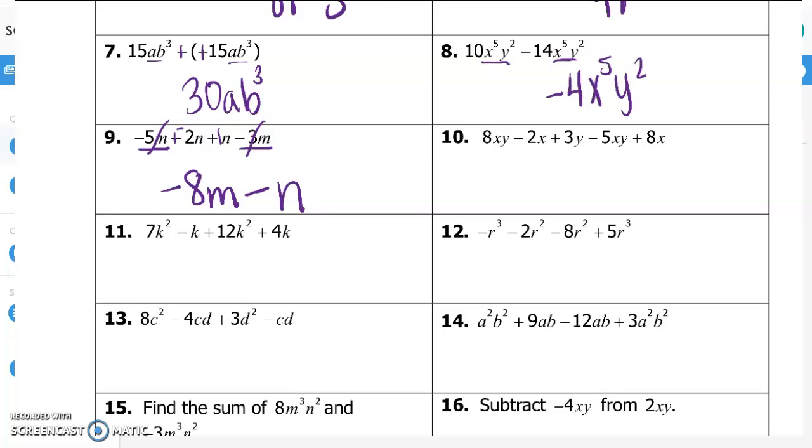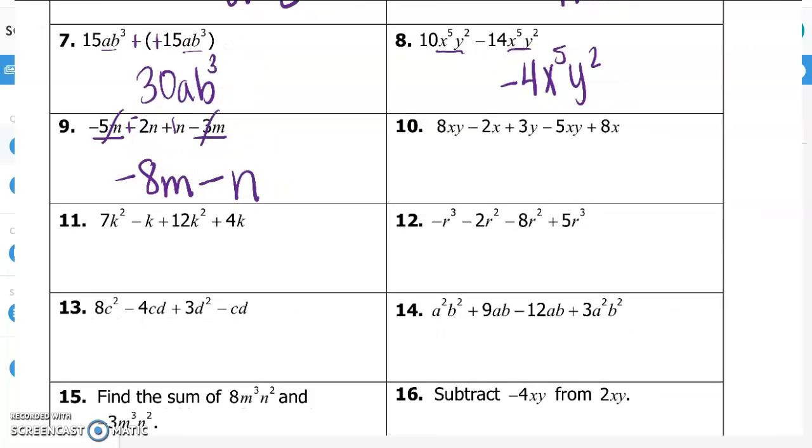We just try to put them in alphabetical order with the letters. So 10, that gets a little bit tricky. We're going to start with the x's. So we have this and this. This is negative 2x. Again, if you need to make that a plus sign and a negative to remember that's negative 2x, then do that. Negative 2 plus 8 is 6x.